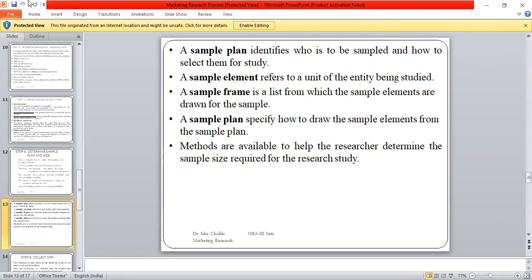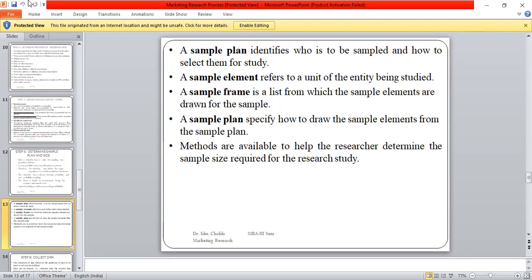A sample frame is a list from which the sample elements are drawn for the sample. Now, Amritsar itself is a population of more than 10 or 12 lakh. I can't study each and every person. That means I am framing some elements from this sample. I want to study only 1,000 respondents. Out of 12 lakh, if one-third of the population is under the below poverty line, that means approximately 4 lakh. I only want to study 1,000 of the population. That means I am framing my sample here.